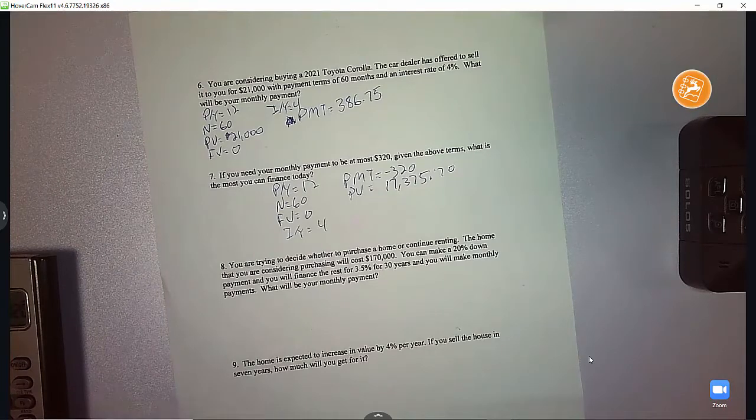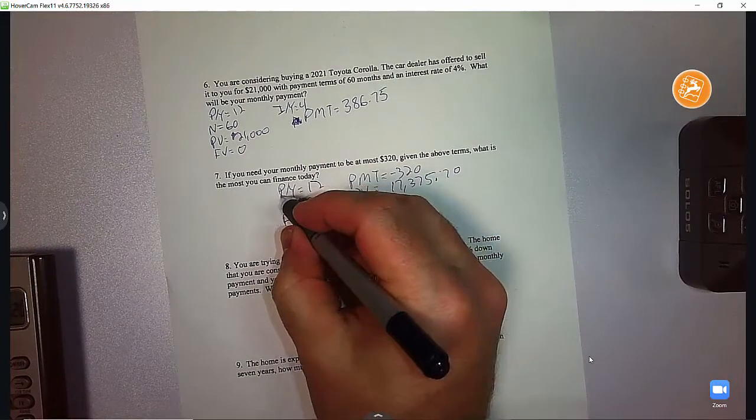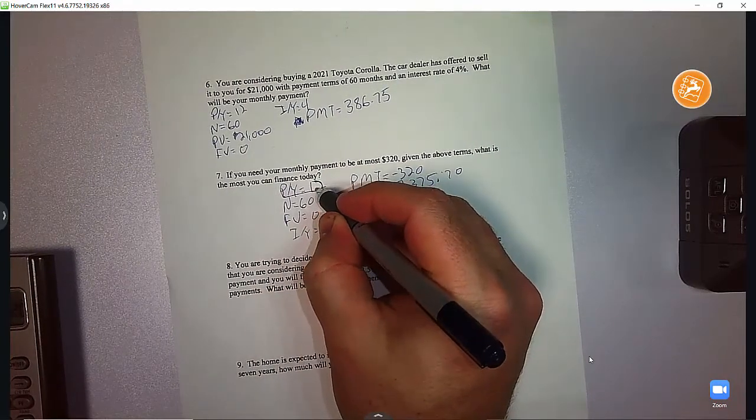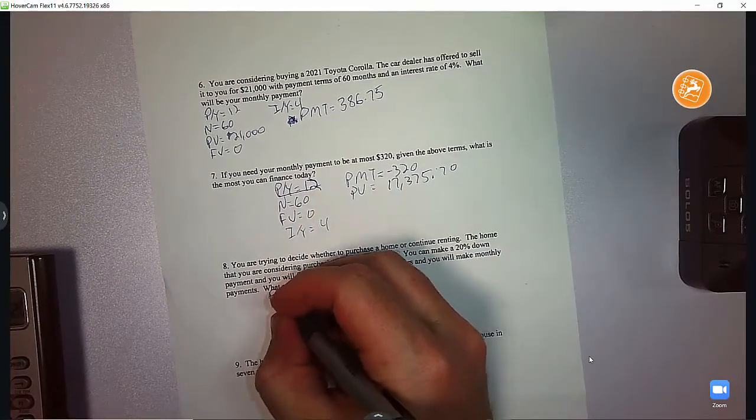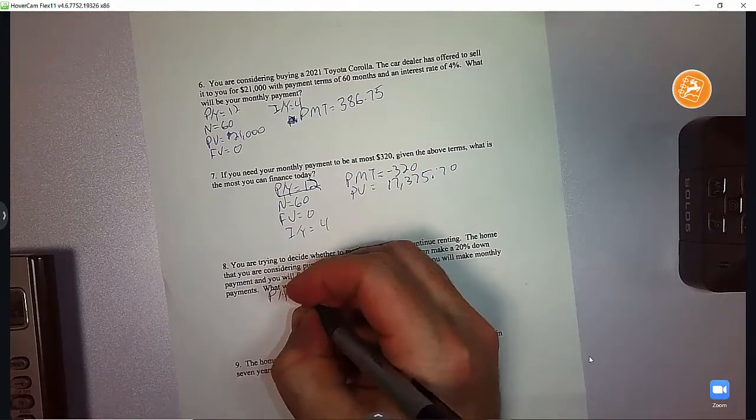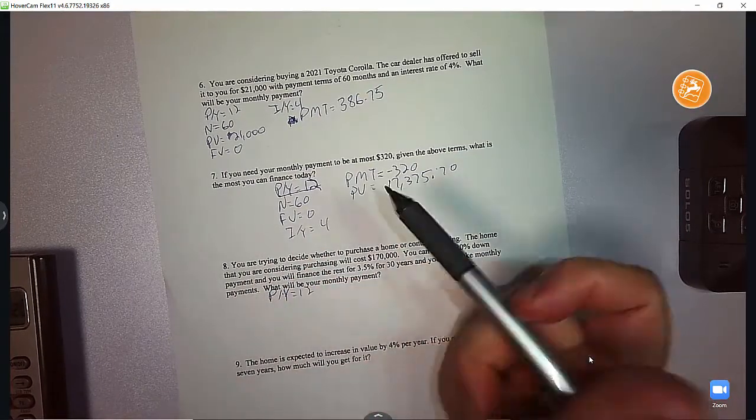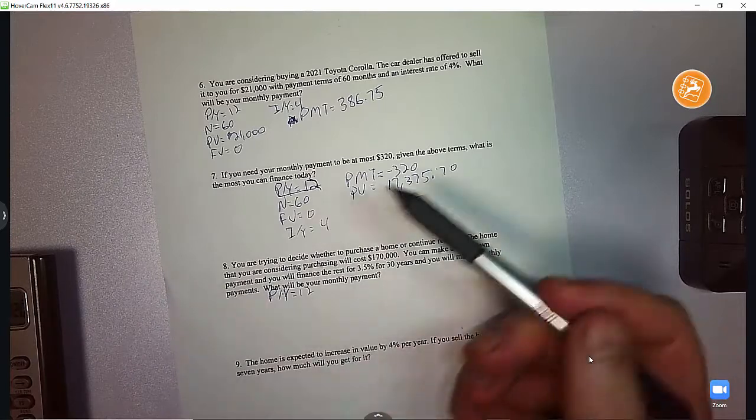The next question says, you are trying to decide whether to purchase a home or continue renting. The home you're considering purchasing will cost $170,000. You can make a 20% down payment and you will finance the rest for 3.5% for 30 years, and you'll make monthly payments. What will be your monthly payment? So again, my payments per year are equal to 12. And although I put that in with my last problem, I'm going to just double check that.